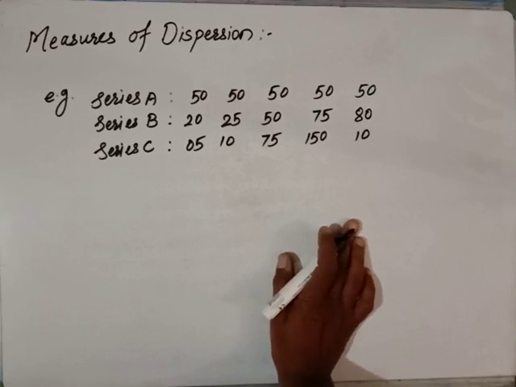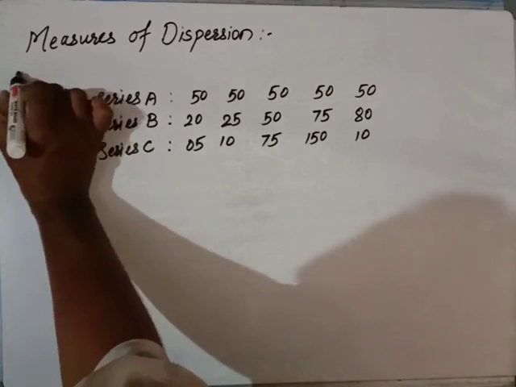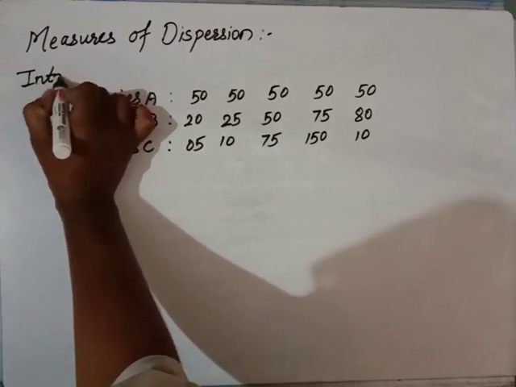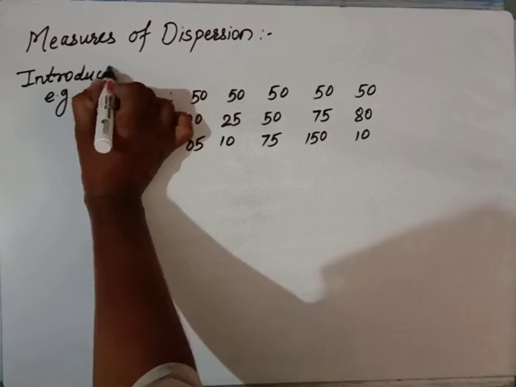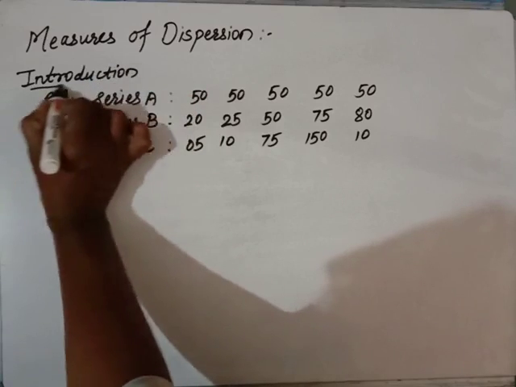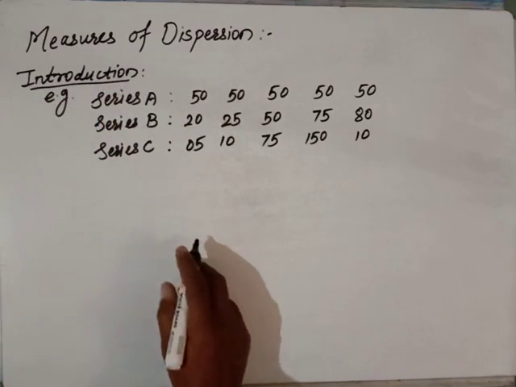Hence it is necessary to describe the variability or the dispersion of observations. Different sets of observations may have the same central value but they differ drastically in their constitution. Hence this is an introduction we are giving for the dispersion. Why is it needed? This is not required to write down, but just for your understanding I am giving this.